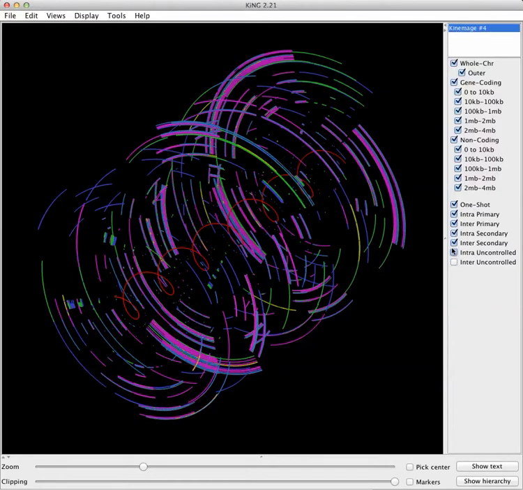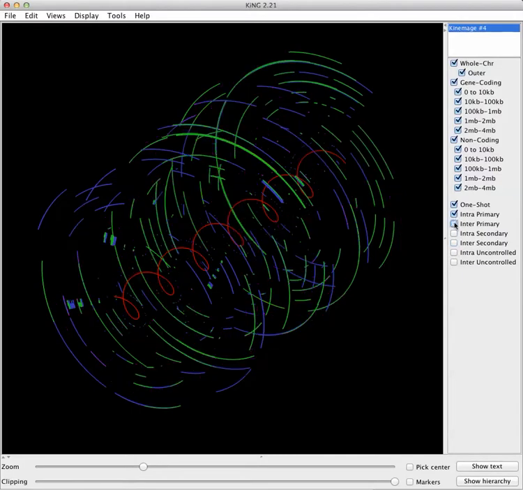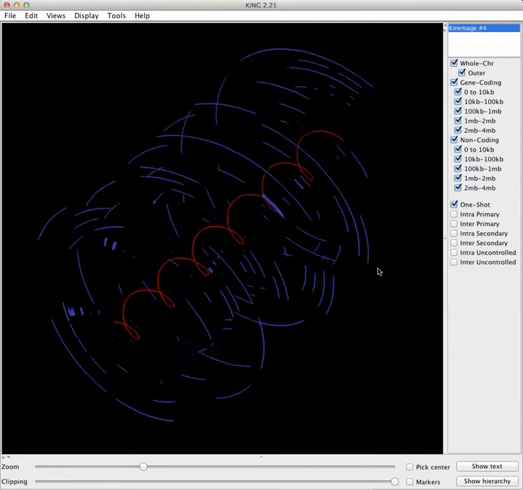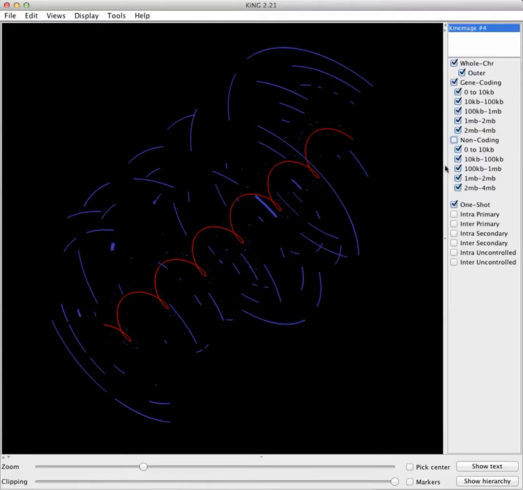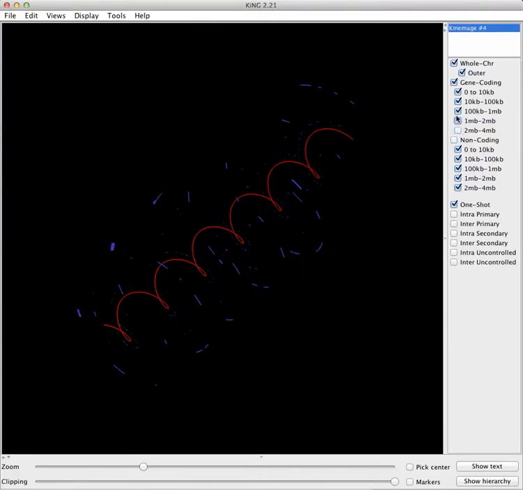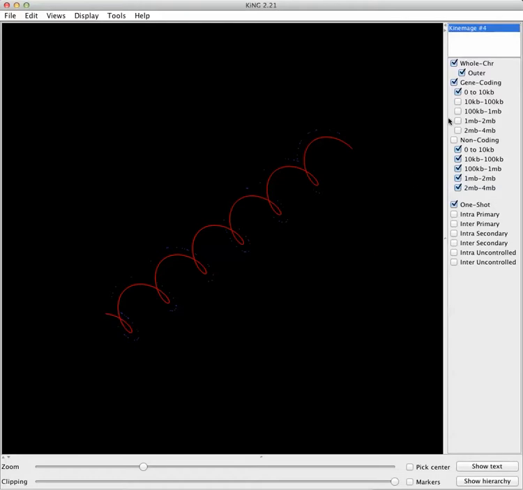As before, I like these one-shot Connectrons, so I'll show these at first, the blues. And so now we'll turn off the non-coding and go back here. So these are the shorter loops, 0 to 10 kb, and it doesn't look like there are any of them. Whereas, oh no, there are. It's just that the blue is difficult to see. Sorry. So, yes, blue is very difficult to see. You'll probably not be able to see it at all.